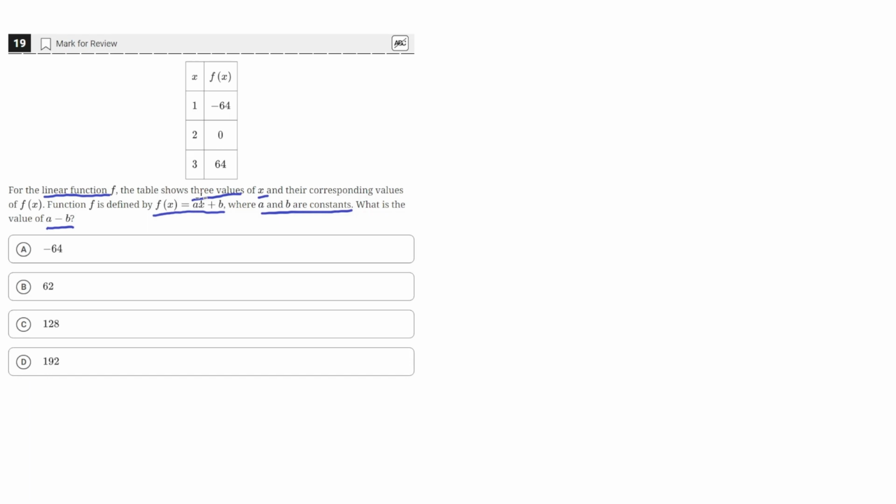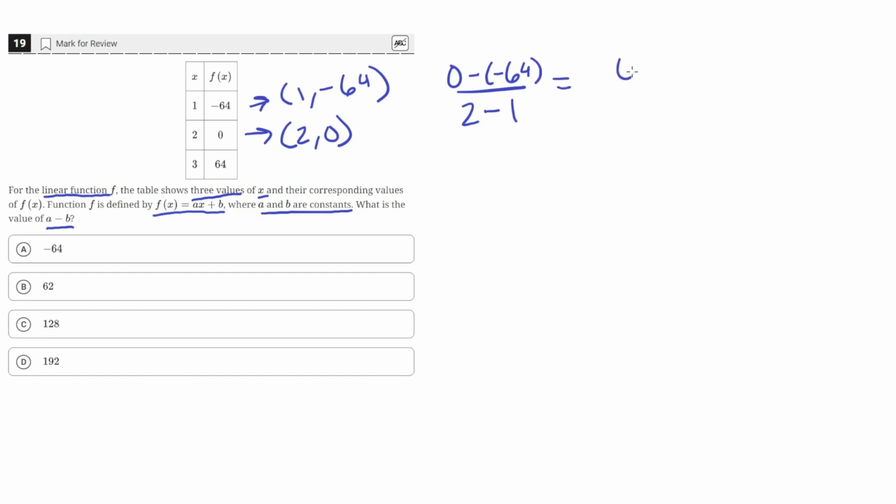So in order to find the value of a, which is just the slope, since that's what's being multiplied with x, we can take 2 points and find the rise over the run between those 2 points. So we can use this point, 2, 0, and this point, 1, negative 64. So the change in x values is 2 minus 1, which will be our denominator, and then the rise will be 0 minus negative 64, which is just equal to 64 over 1. So that's the value of a, 64.